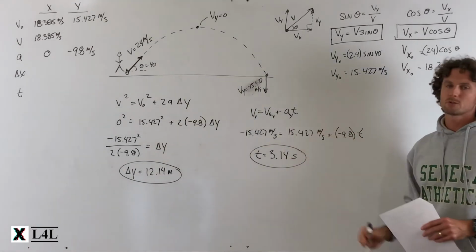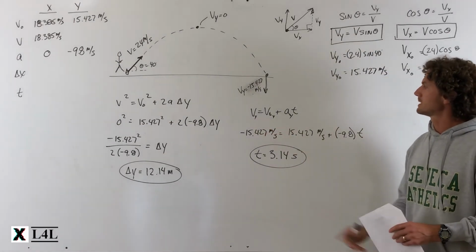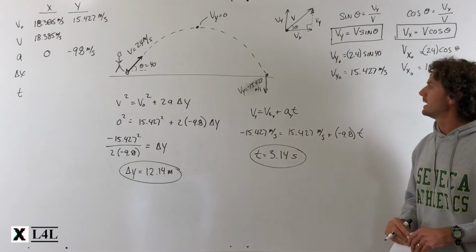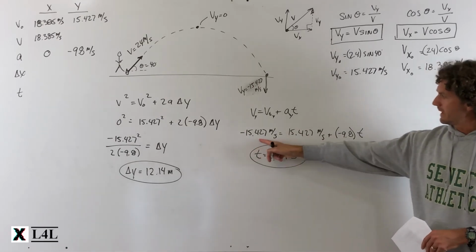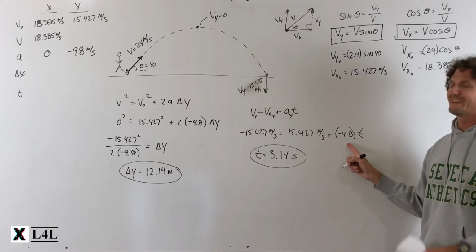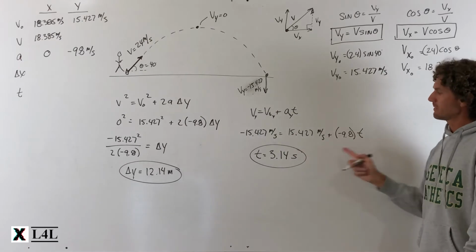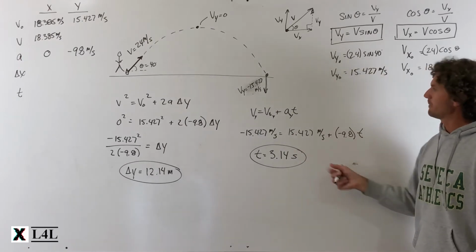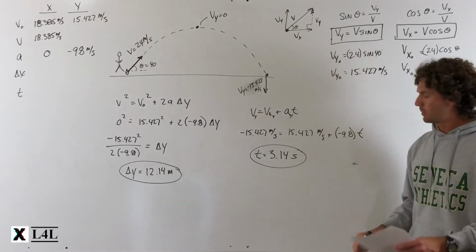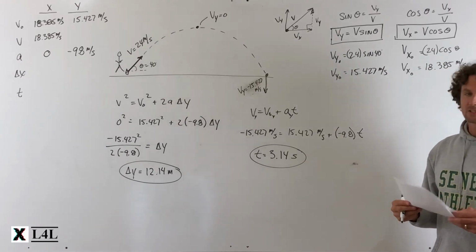Okay, so we're using that first equation. The final vertical velocity is equal to the initial vertical velocity plus the acceleration in the y times time. Plugging in, negative 15.427 is equal to 15.427 plus negative 9.8 t. Doing some algebra and solving for t, we get the time for the full flight of the ball is 3.14 seconds. Now, that is actually part c.